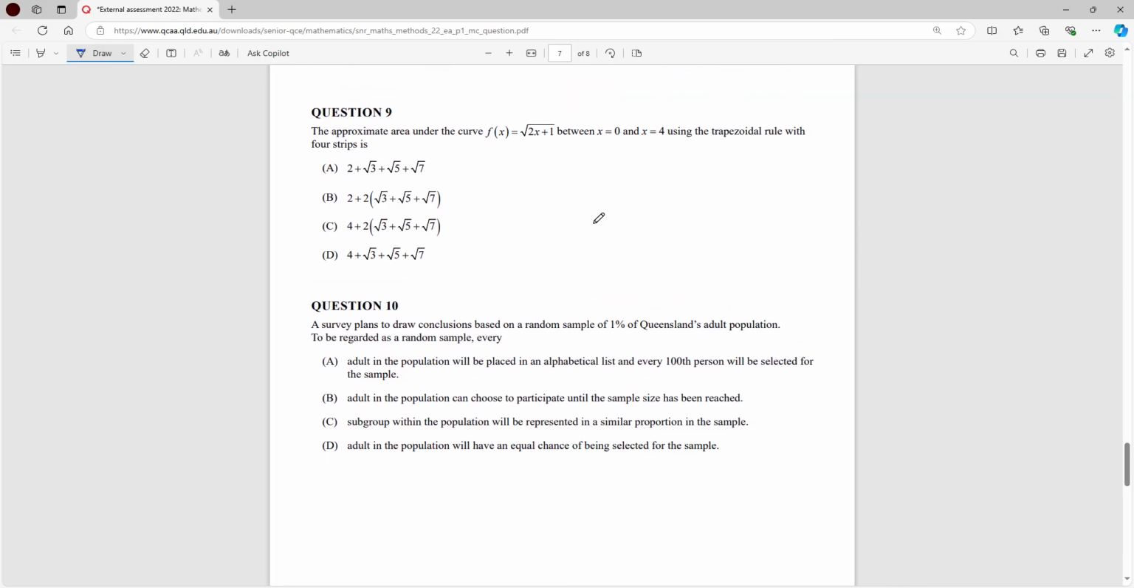Okay, so, this one here. The approximate area under the curve of f of x equals the square root of 2x plus 1 between 0 and 4, using the trapezoidal rule for 4 strips, is.